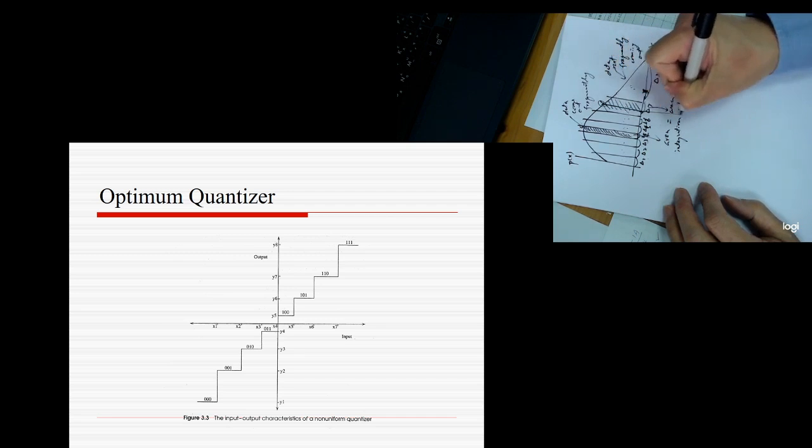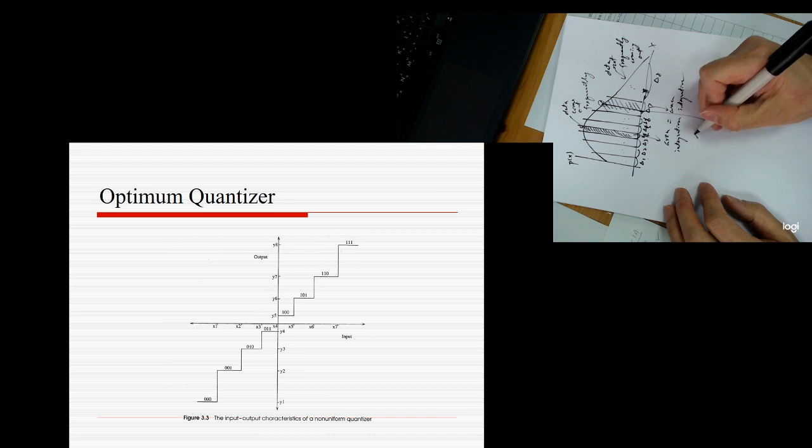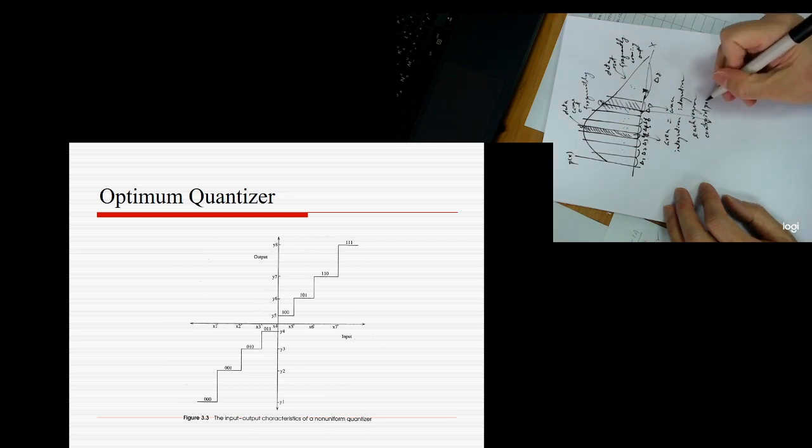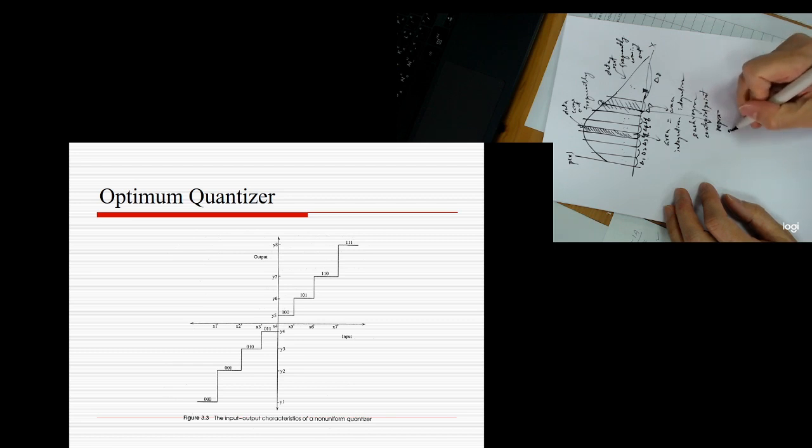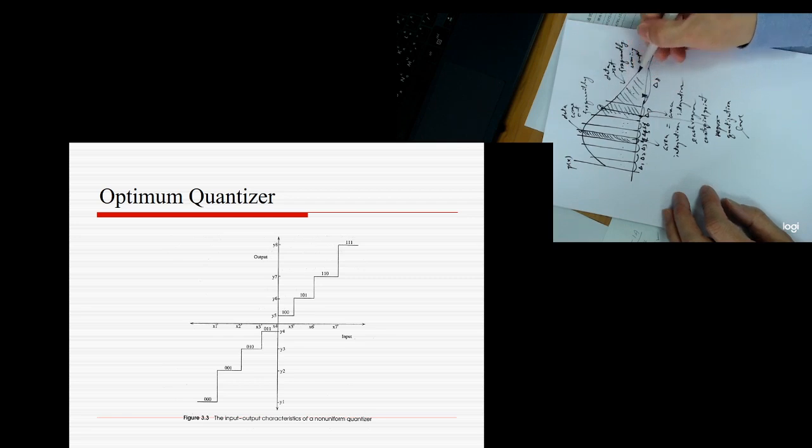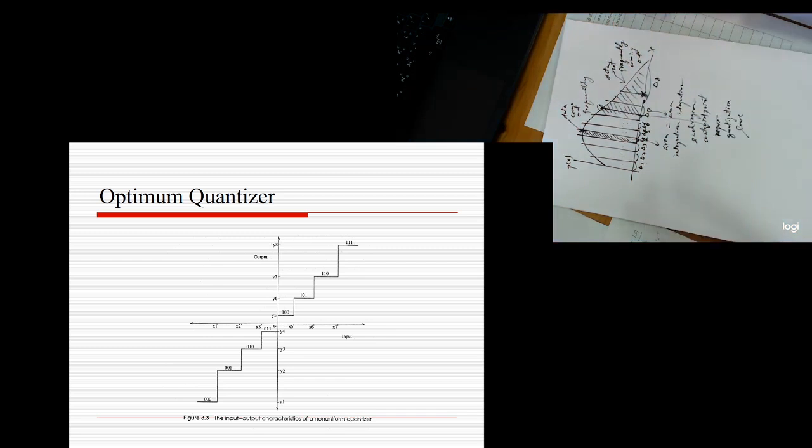This point will be for each region. We find the centroid point, and that point will be your representative value. So it will be your quantization level. That one is your optimal quantization level. You can see in this region the quantization level will be close to the centroid. The centroid will be close to the left-hand side. So like this, you can get the optimal quantizer.